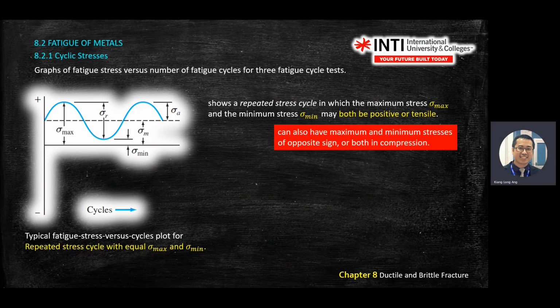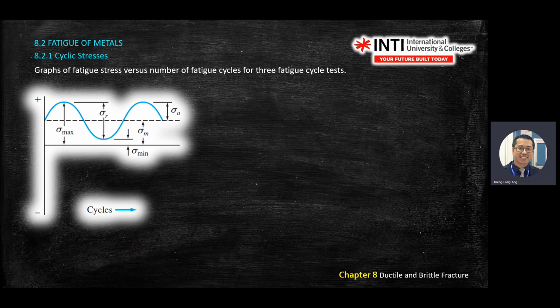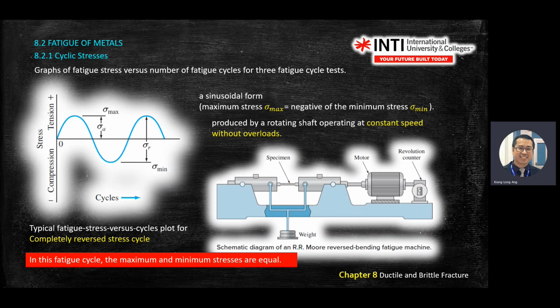Okay, the rest you read. There's this sinusoidal graph, maximum and minimum, you see the same curve. The magnitude A here is the same. If you measure from 0 to stress max and 0 to stress min, the A here is the same. I mean, the amplitude is the same, right?